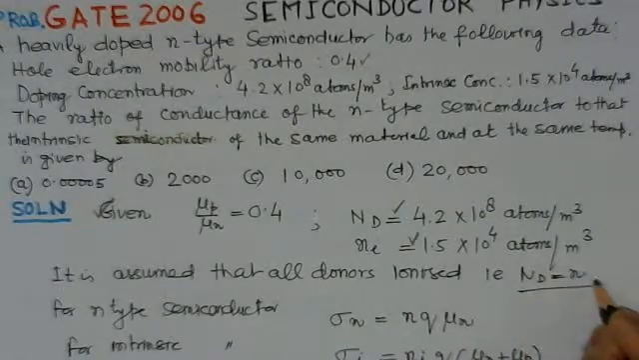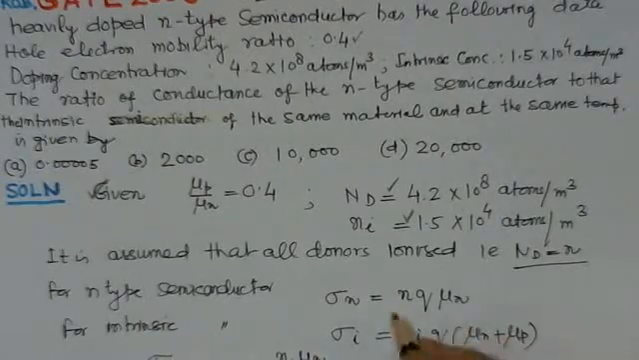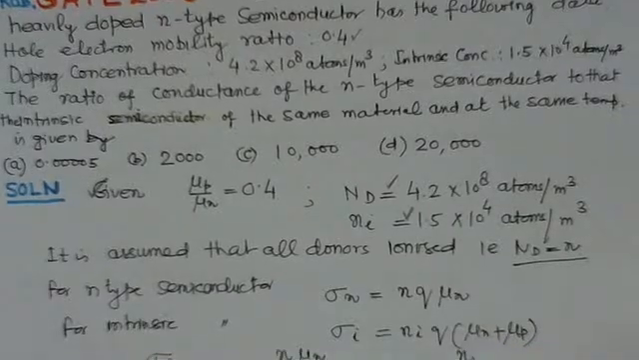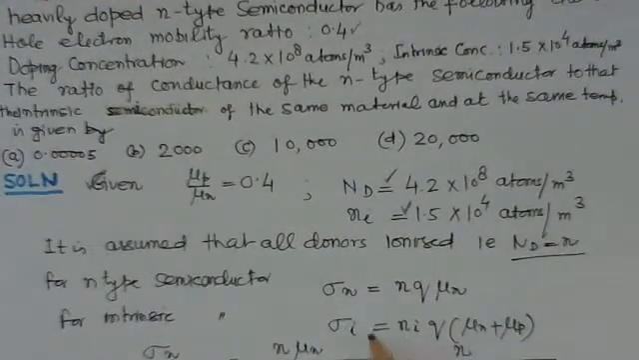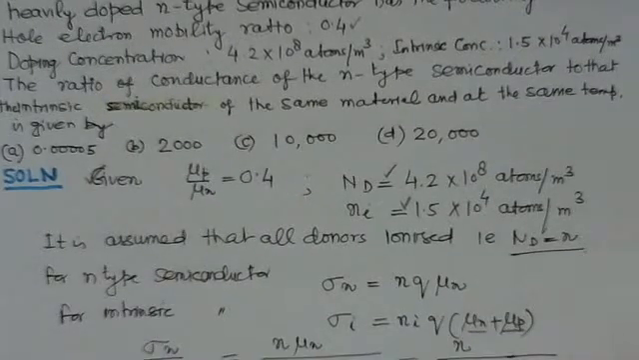That means Nd is equal to N. And we know for n-type semiconductor, the conductivity sigma n is given by N q mu n, where q is the charge and mu n is the mobility of the electrons. For intrinsic semiconductor, the conductivity relation is sigma equals Ni q (mu n plus mu p), the mobility of the electrons plus the mobility of the holes.